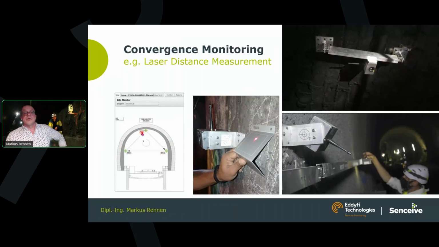And then you can, of course, monitor this data permanently. Can monitor this kind of deformation of the tunnel permanently in rather tight intervals, like half an hour, 50 minutes or so. So you're permanently aware of any deformation.